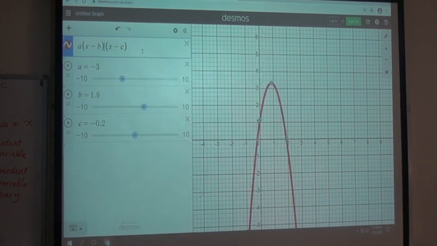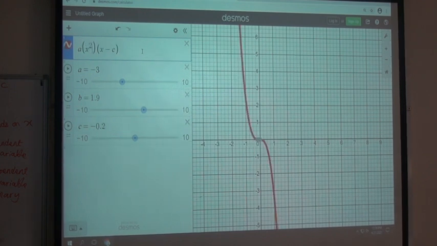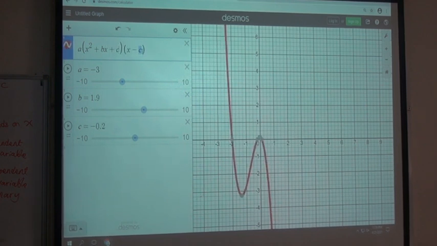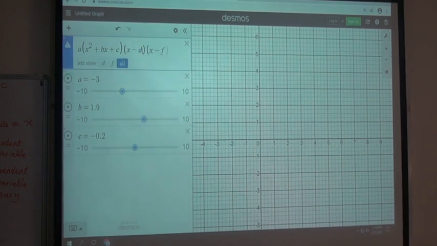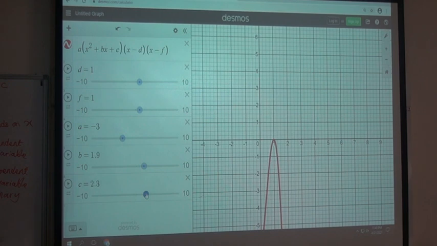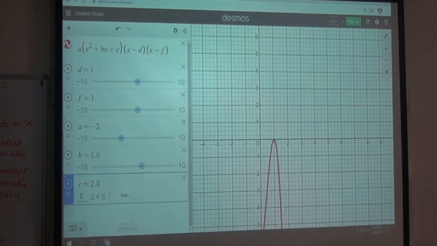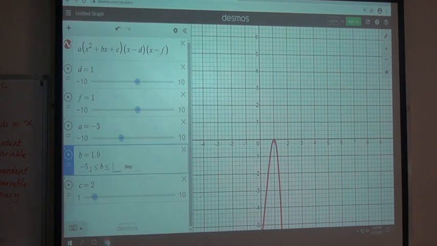So let's have a format like that. So let's say x squared plus bx plus c. So maybe x minus d, x minus f. So now our b must be such that it is lower than c. C must be positive. So maybe 1 to 10, for example, step 1. Our b can be anything, so I will say minus 5 to 5, just for simplicity, step 1.